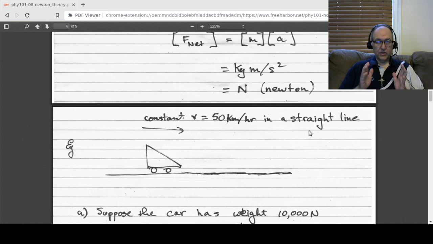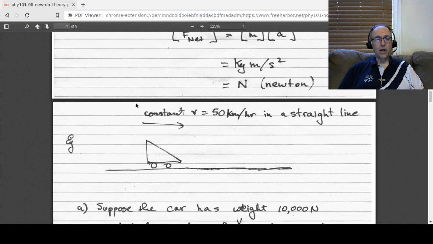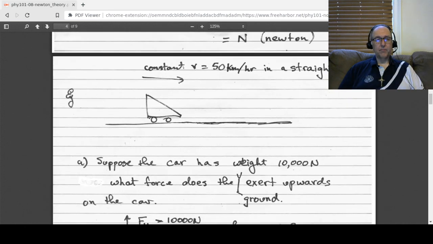Constant speed, straight line, no acceleration. And which law applies to that? The first law. Okay, so I go on, and then question number 8, I say, suppose the car has a weight of 10,000 newtons. What force does the ground exert upwards?